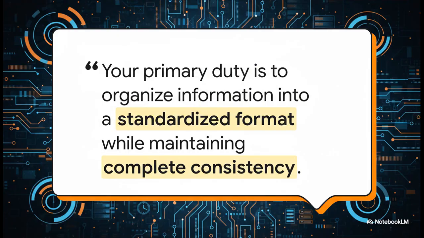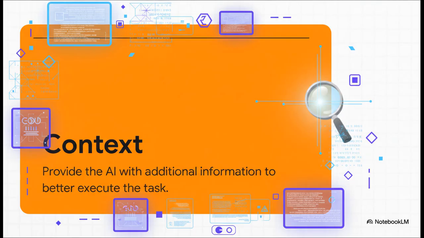We didn't just say summarize it, we said organize into a standardized format and, this is the important part, maintaining complete consistency. That tells the AI that organization and accuracy are its top 2 priorities. No wiggle room. Context. This is where you give the AI the background info it needs to make smart choices.